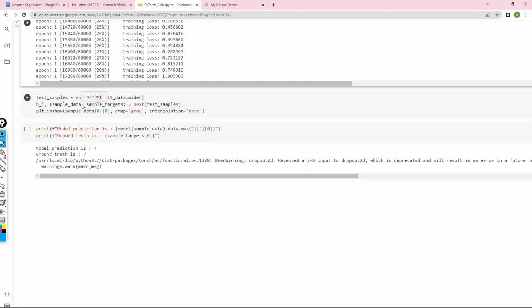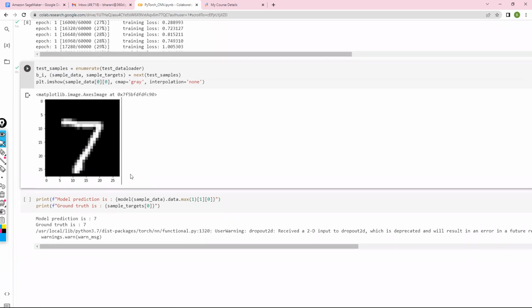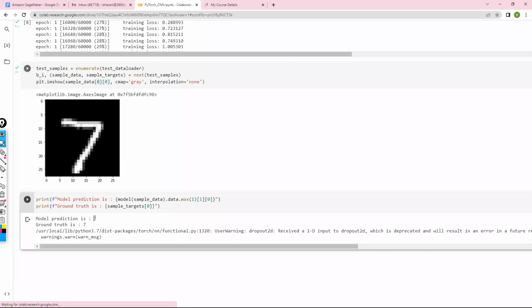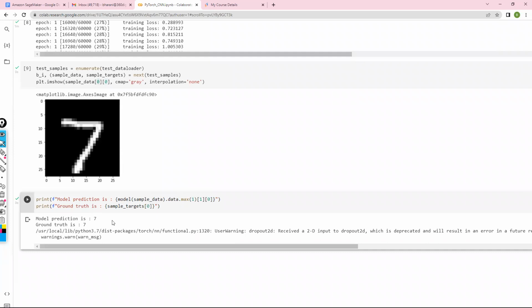Now here, you're testing on the test data. You're taking the test data, and then you're seeing what the first image in the sample data is. You get to see that it's 7. And then you're printing out the results. Model prediction is 7, and the ground truth is also 7. When you use your model and test it on the test data, it says the predicted value is 7 and the actual value is also 7.